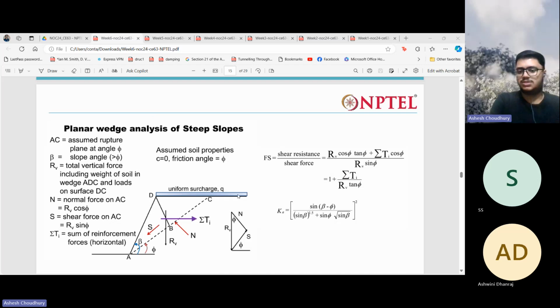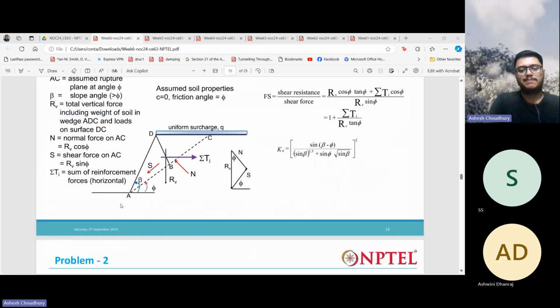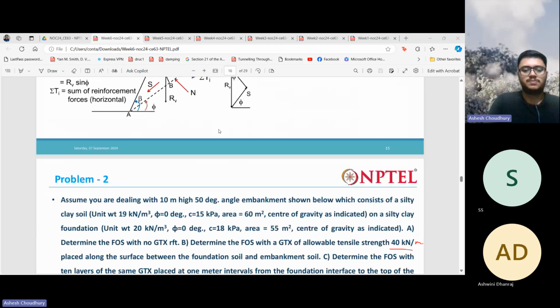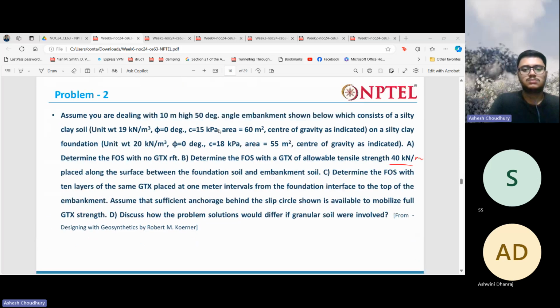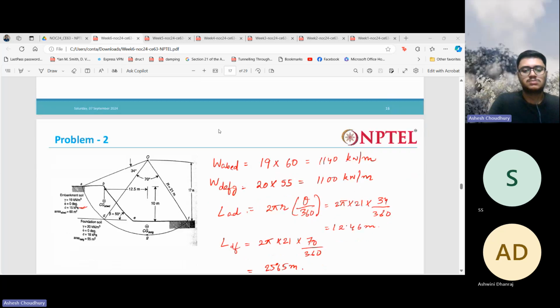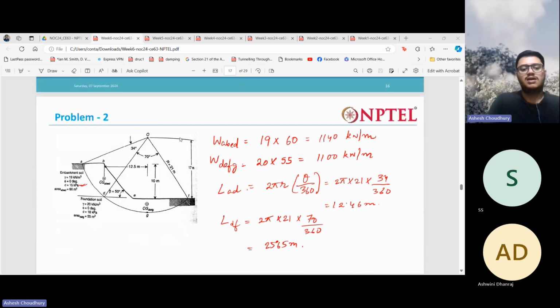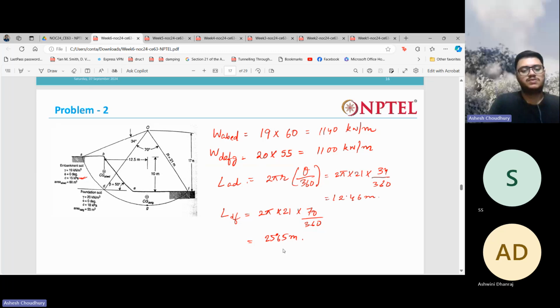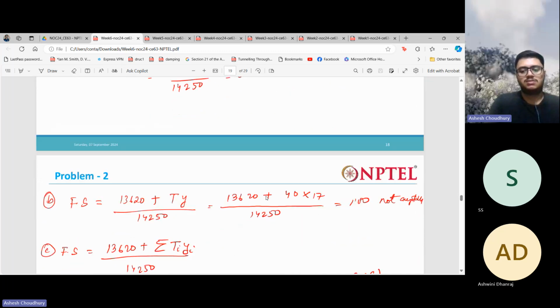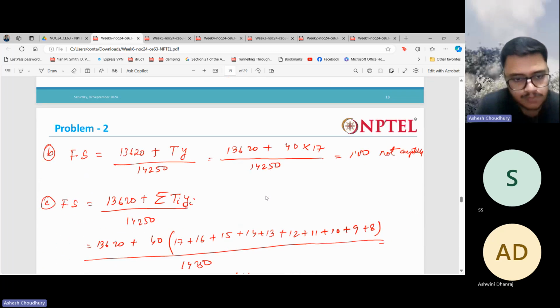The analysis for steep slopes is similar, but these are planar analyses, where rather than taking a slip circle you are just considering a straight planar wedge, and then calculating the factor of safety. This problem was very easy, all the values are given and you directly have to find the factor of safety. So I am not repeating it again, quite an easy problem.